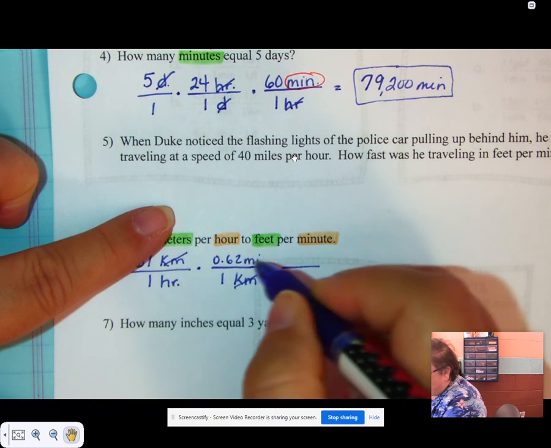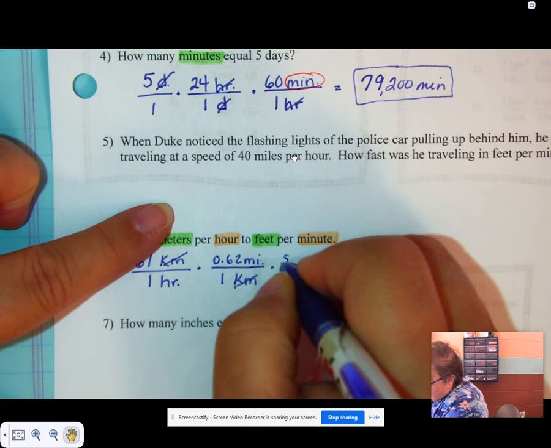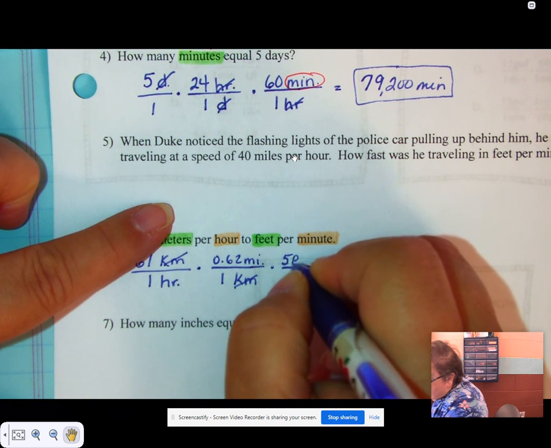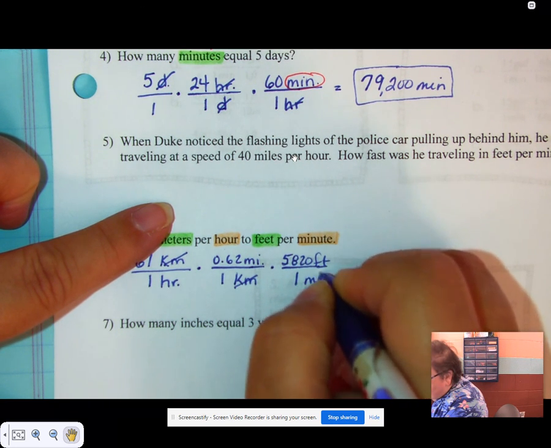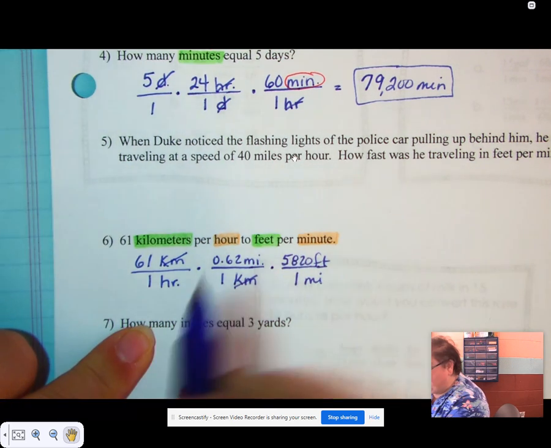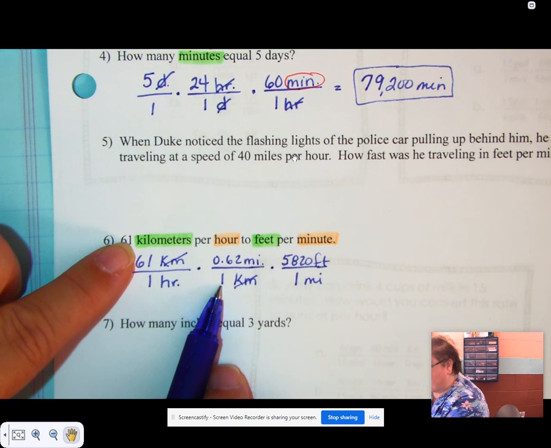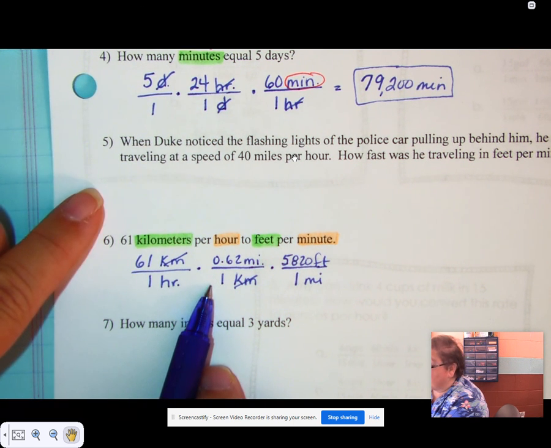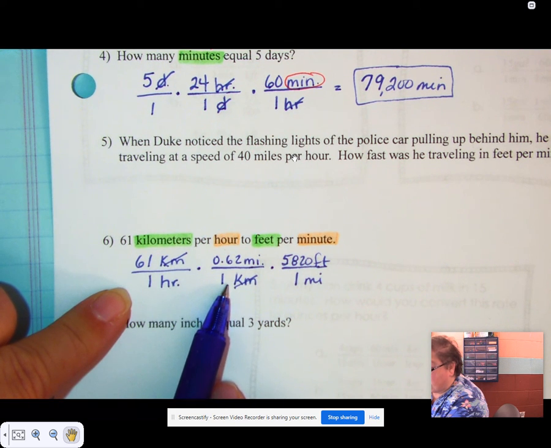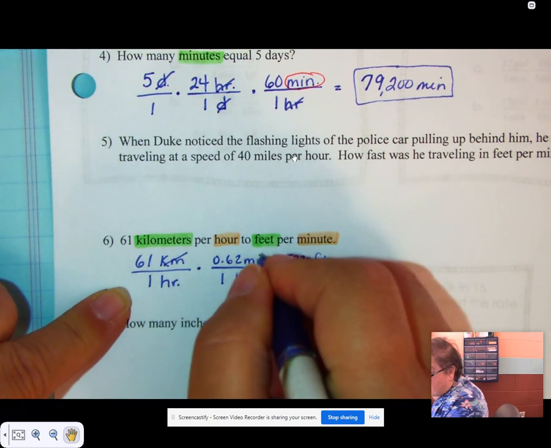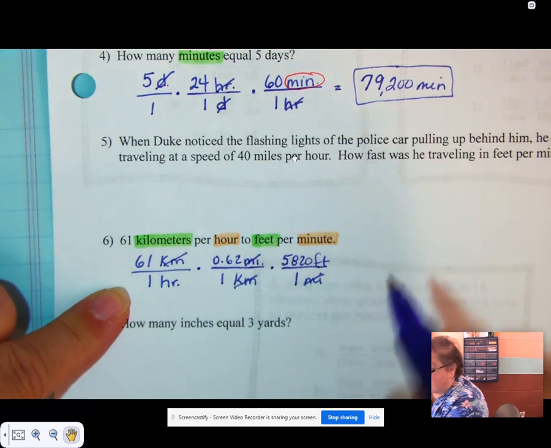So can I go from miles to feet? According to our reference sheet, we can. 5,280 feet in 1 mile. In order to be able to cancel our words, we also have to have a 1 in front of it. If there's a number here, it doesn't work the same way. So 1 kilometer, so I can cancel my kilometers. 1 mile, miles in the numerator, miles in the denominator, I can cancel that. So make sure you've got ones in front of those as you cancel them.